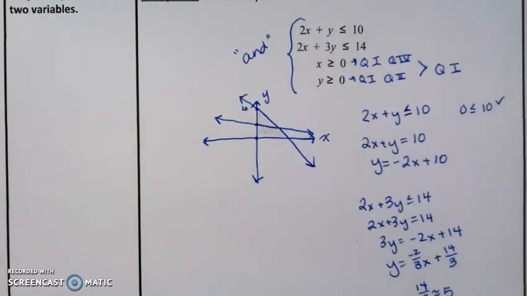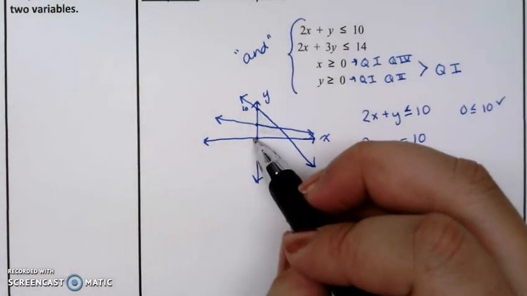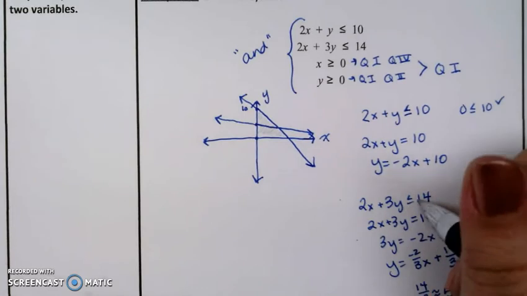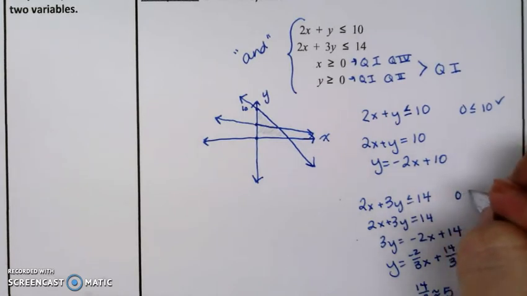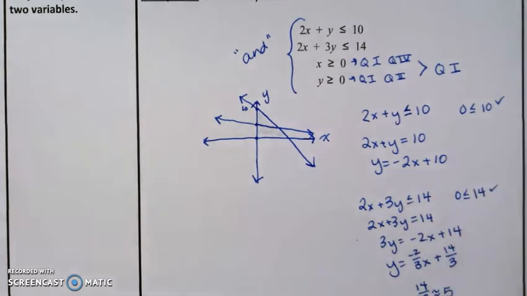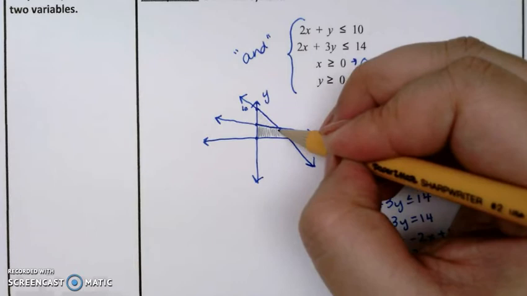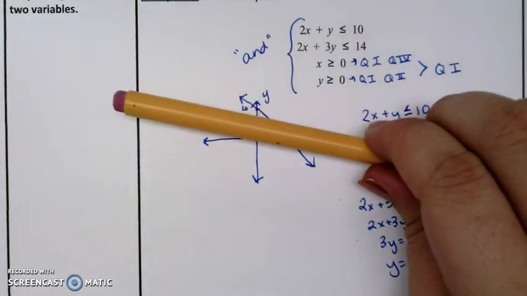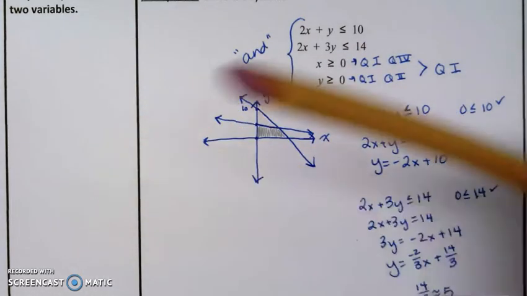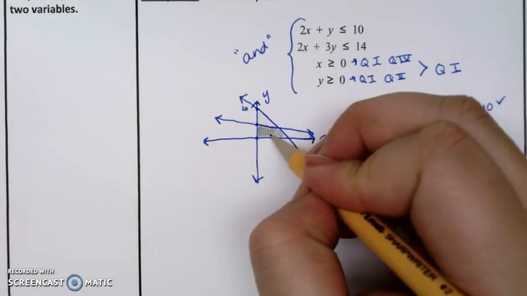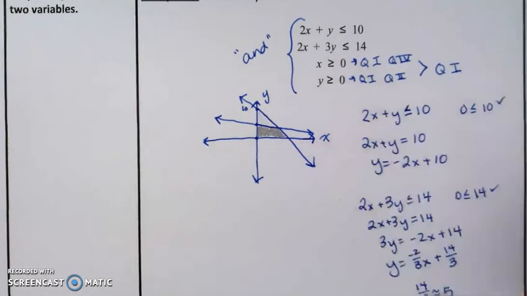Okay. Again, I'm going to test the origin for my point to see if it satisfies my inequality. So 0 plus 0 is less than or equal to 14, and that is true. So I would shade this side. We're shading the side of the line that includes the point 0, 0. Okay, so my final region of solution is this quadrilateral.